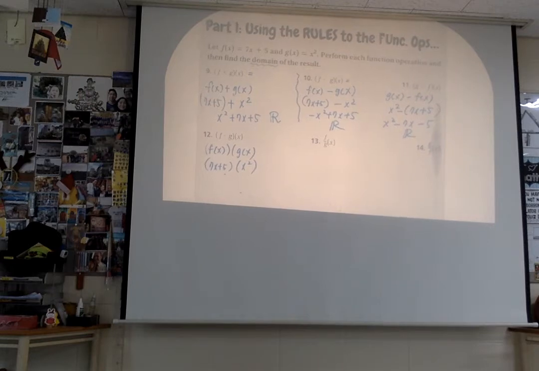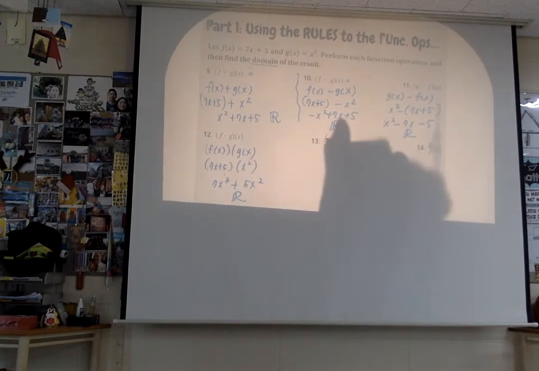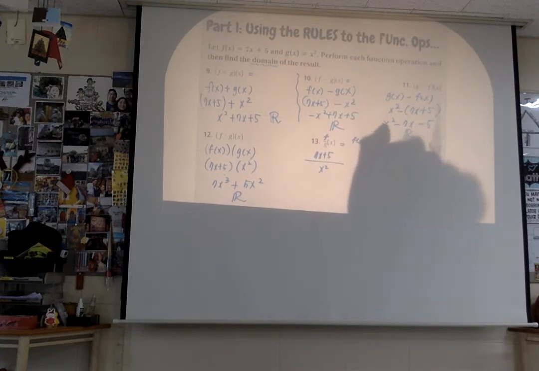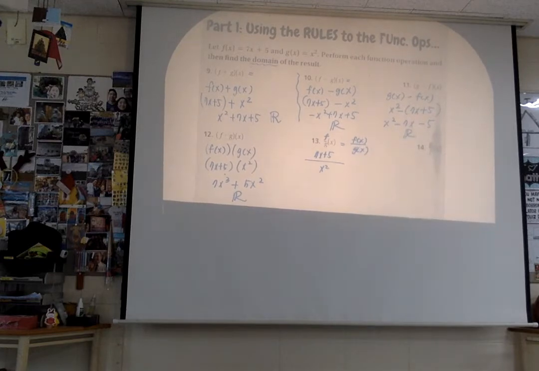All right, that's that. And we get 7x squared cubed plus 5x squared. Is there any restricted x values that we can't plug in here? No, so it's all real numbers again. F divided by g of x is going to be f of x divided by x squared, because this means it's f of x over g of x. And here, we're done, right?